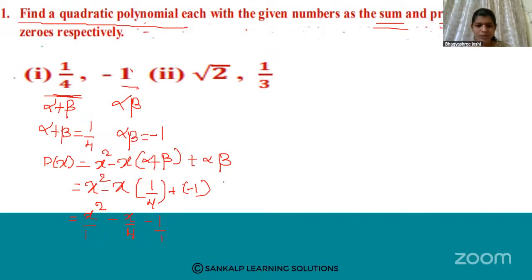1, 4, 1. So, what is the LCM here? What do you get as the LCM? 4. Right? Next. So, LCM is 4, so here I will multiply by 4, here 1, 1, here into 4 into 4. Why? In order to get LCM 4.